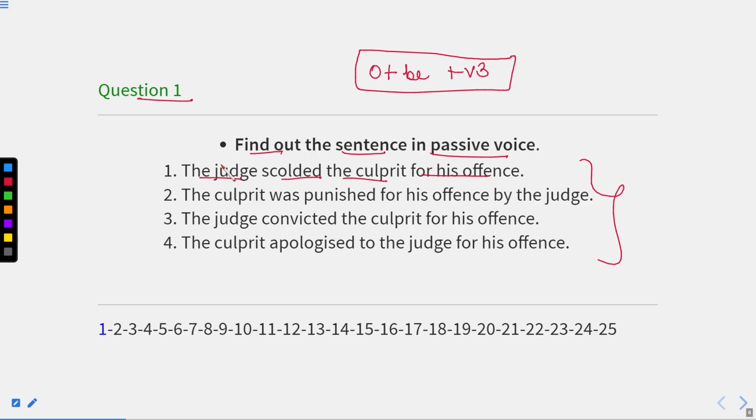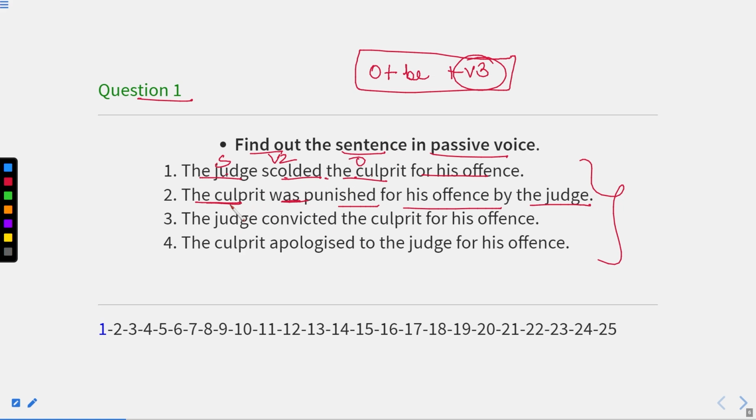Now if you see the first sentence, the judge scolded the culprit for his offense. Here we have subject then verb. This is verb second form, whereas in passive voice we need verb third form. The culprit was punished for his offense by the judge. If you see the judge scolded the culprit, here the judge is the subject, scolded is the verb, and culprit is the object.